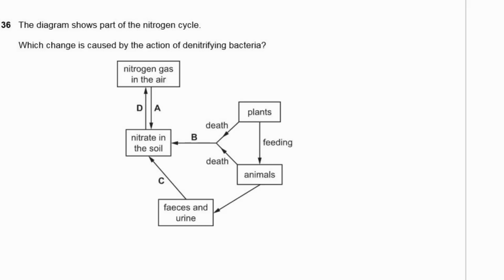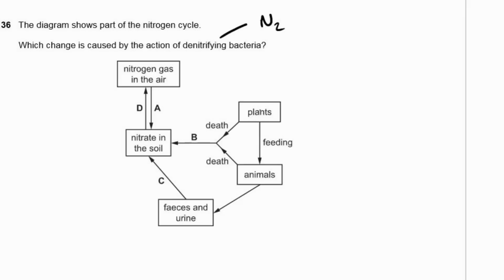Question 36. The diagram shows part of the nitrogen cycle. Which change is caused by the action of denitrifying bacteria? So denitrifying bacteria basically makes the nitrogen unusable to a plant. So basically it converts it into N2, and it goes into the air. That N2 is a form of nitrogen gas that's in the air, and it's not usable by a plant. So it's denitrifying because it removes it from the nitrogen that can be used by the plant.